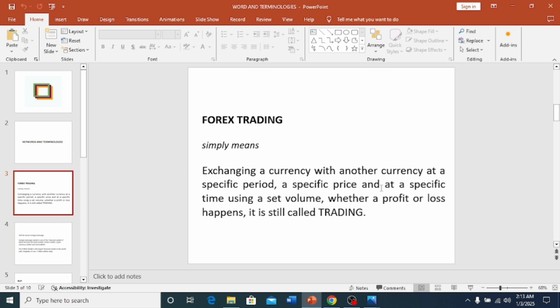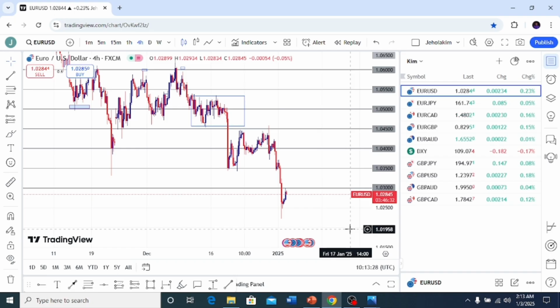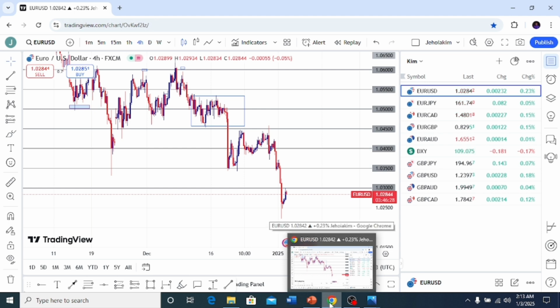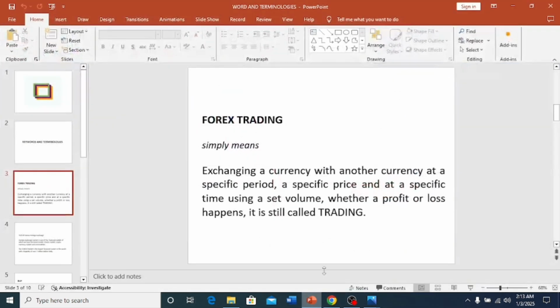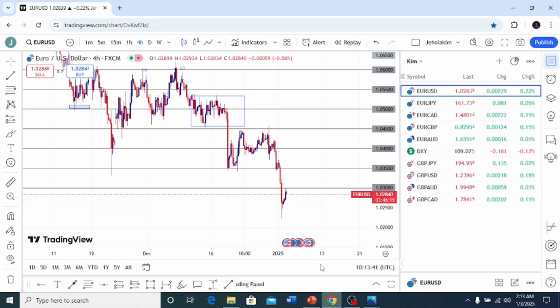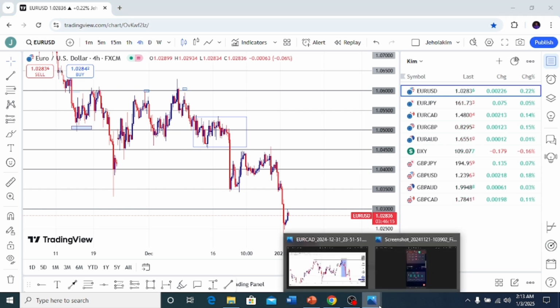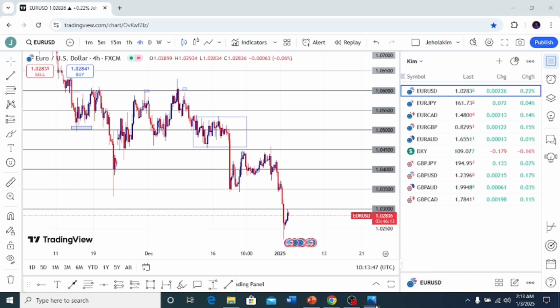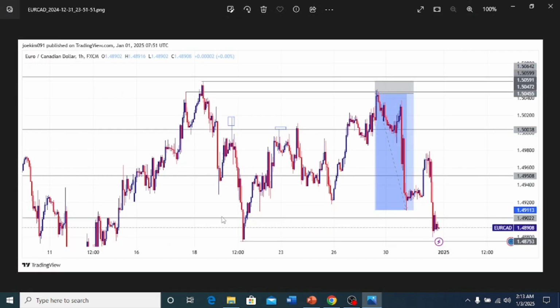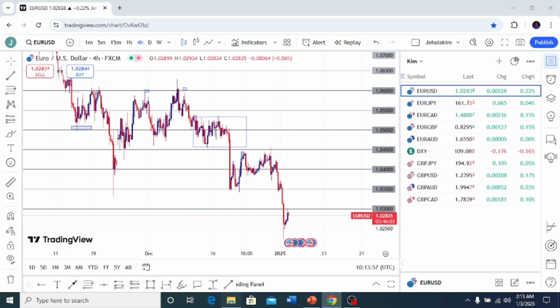Specific period, specific price, and a specific time. Now if you look at the time, we're still in London session, so when I get to sessions I'll explain what I just said now. So, specific time using a set volume. Now on the aspect of volume, I think a picture will explain that clearly. I have this, and let me show you.